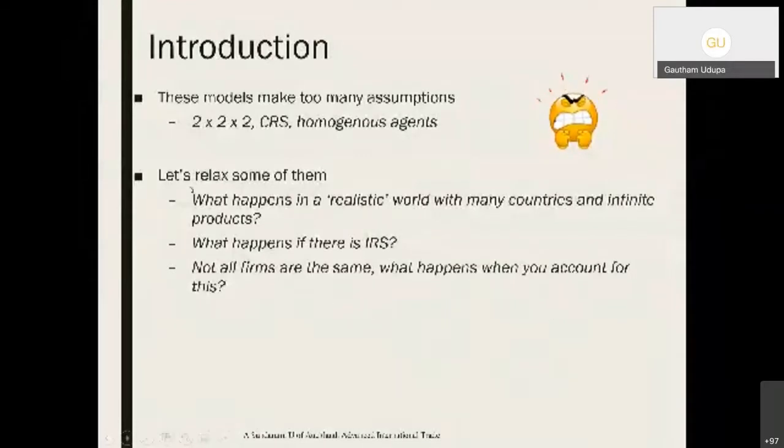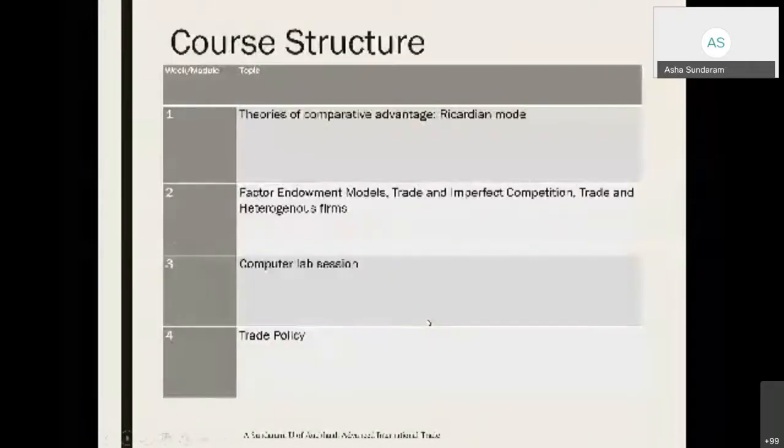Okay, so what assumptions will we relax as we go along? We're going to say, look, if we want to be realistic, we need models where there are many countries, and we need models where there are infinite products. What happens with increasing returns to scale? That's another question we'll ask. And then finally, we will also talk about the immense amount of heterogeneity within sectors and across firms. So we'll start with the basic models, relax the assumptions, and that will take us to the new trade models. Okay, so here is the structure.